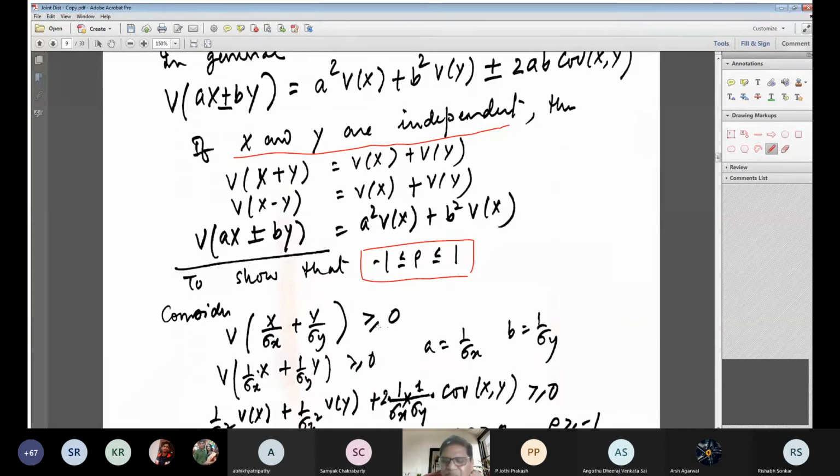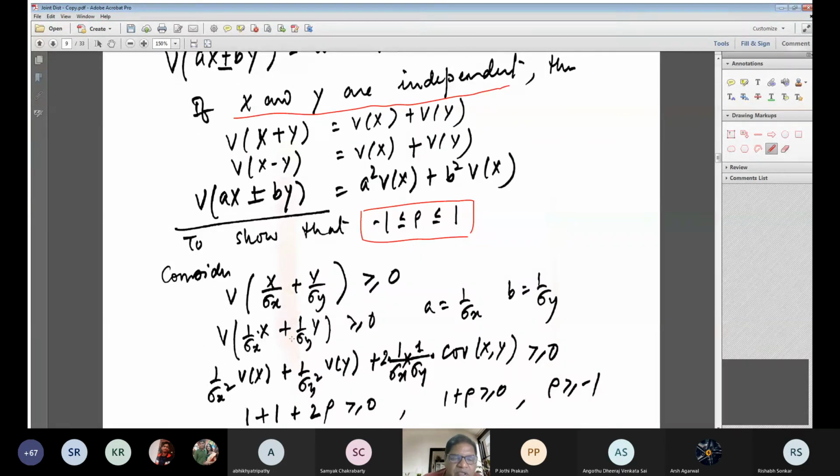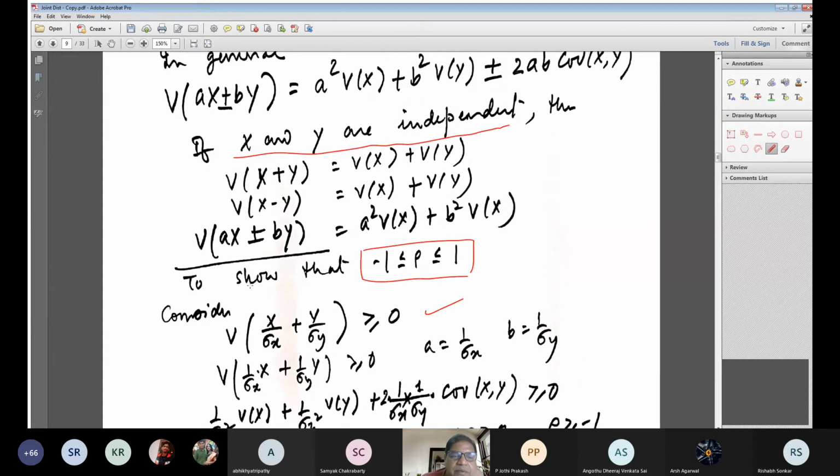There are several ways, but the simplest way I'm showing is that I consider two terms. One is x divided by sigma x, another we consider y divided by sigma y. So the variance of x over sigma x plus y over sigma y, since variance is a non-negative quantity, we use this condition. Okay, variance cannot be negative. It could be 0 or it could be greater than 0. So we use the previous result, this one.